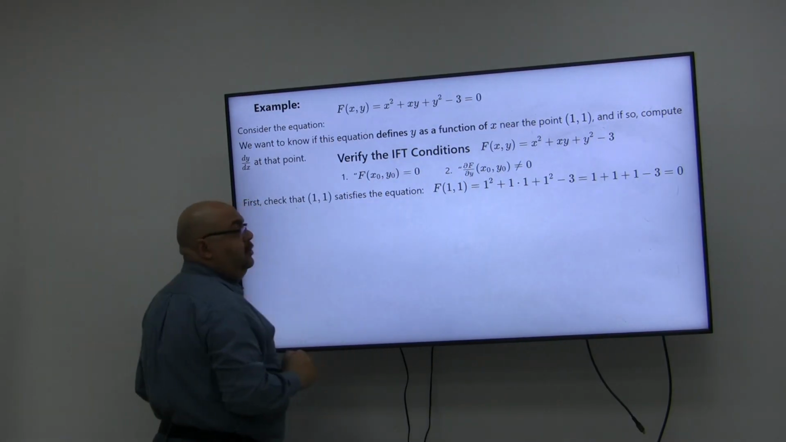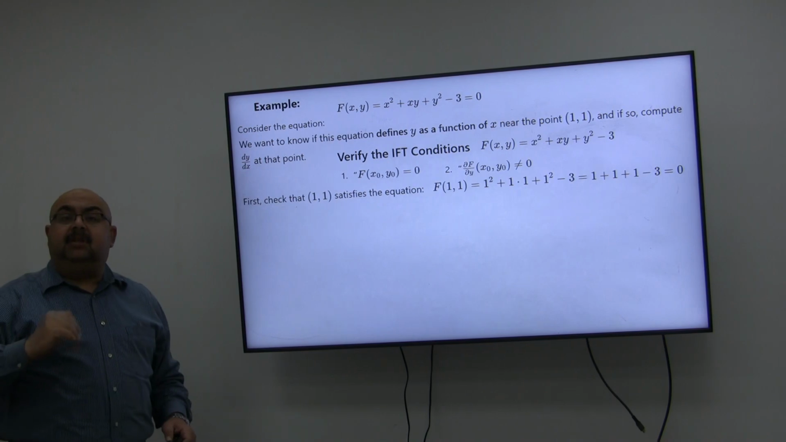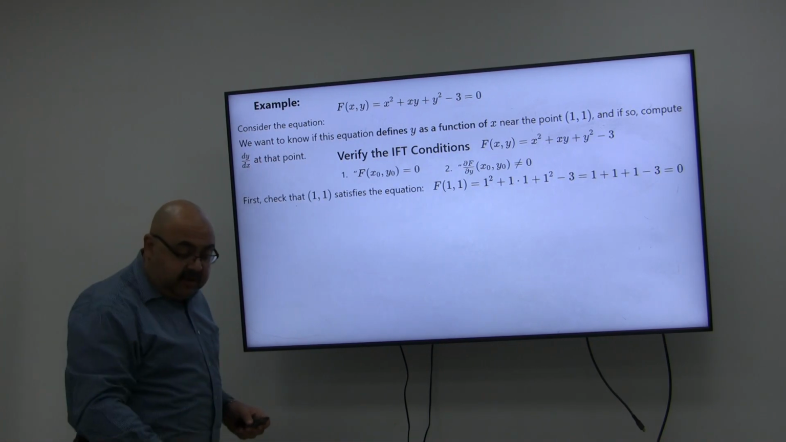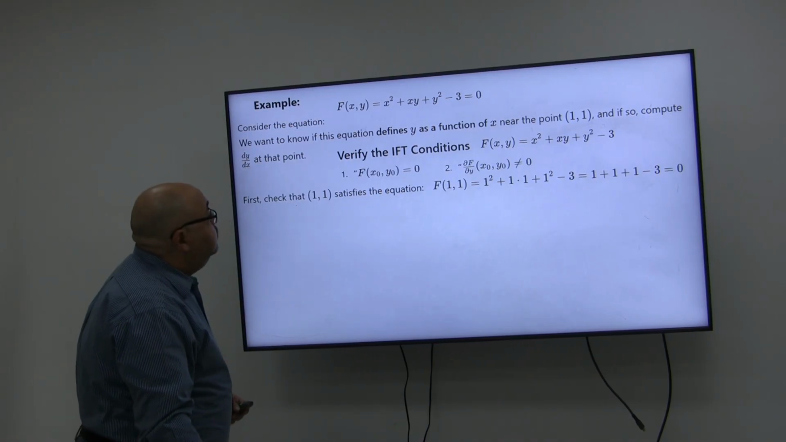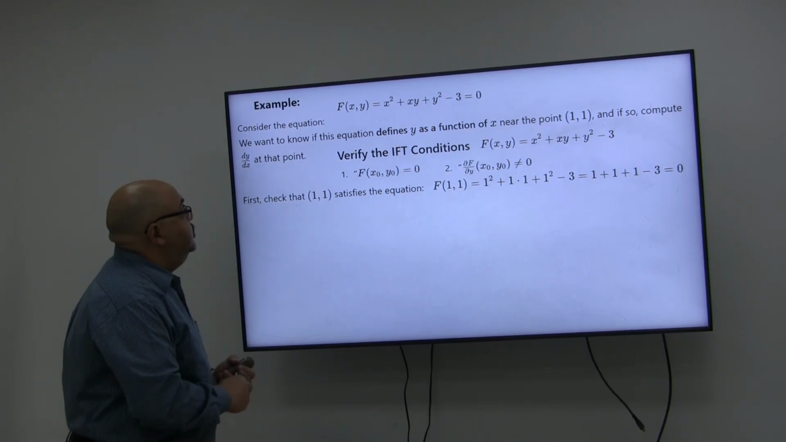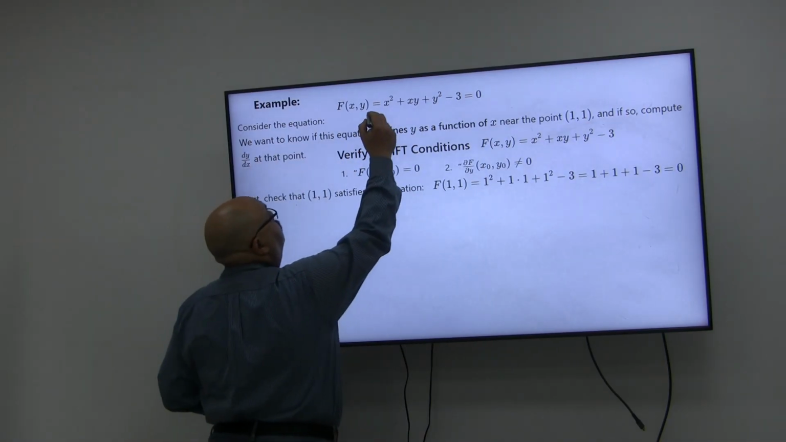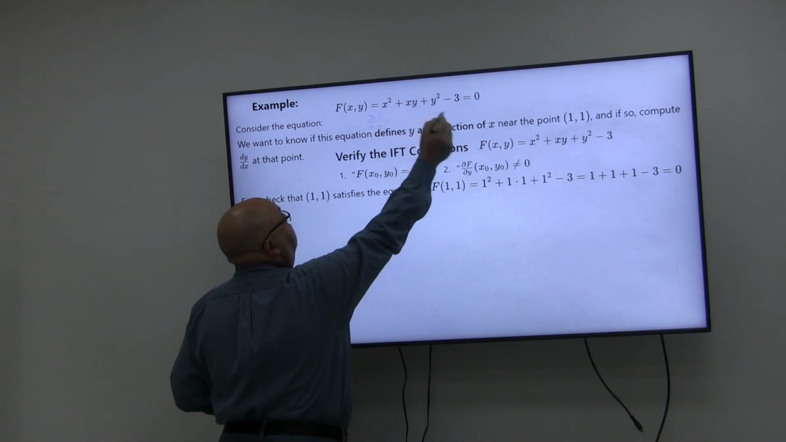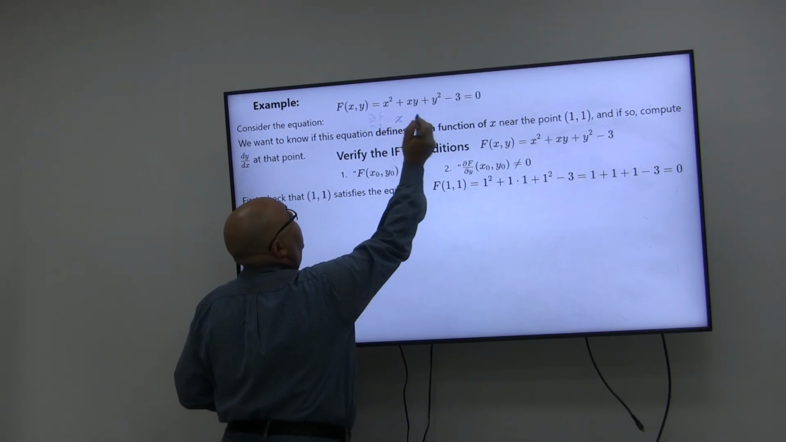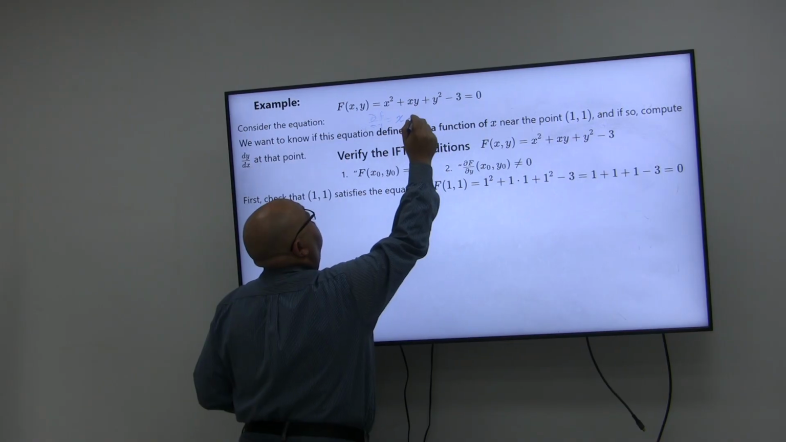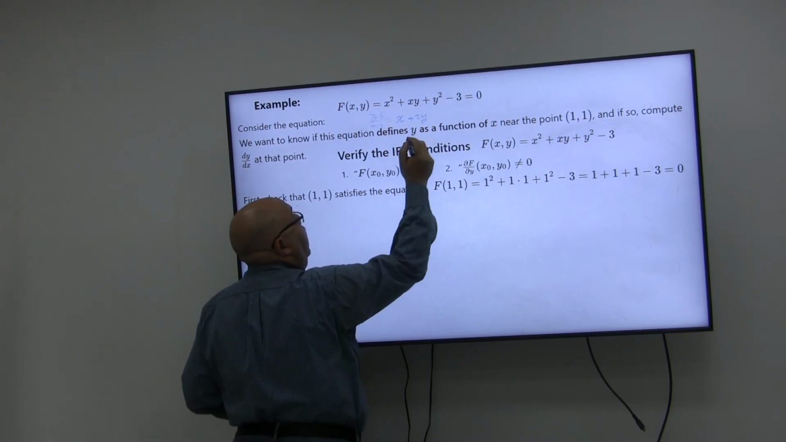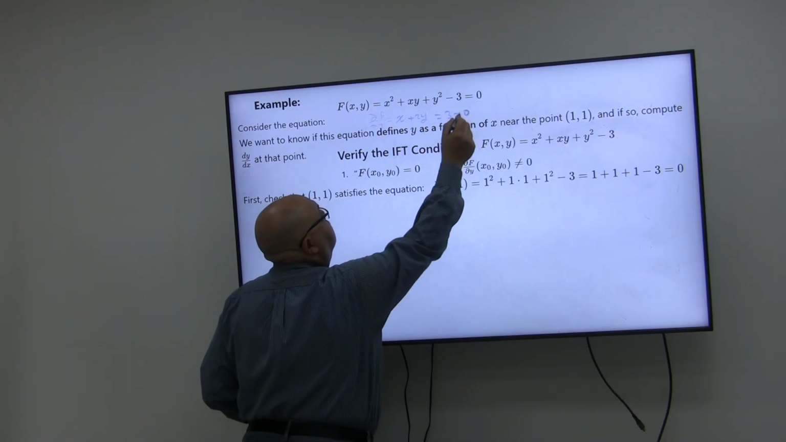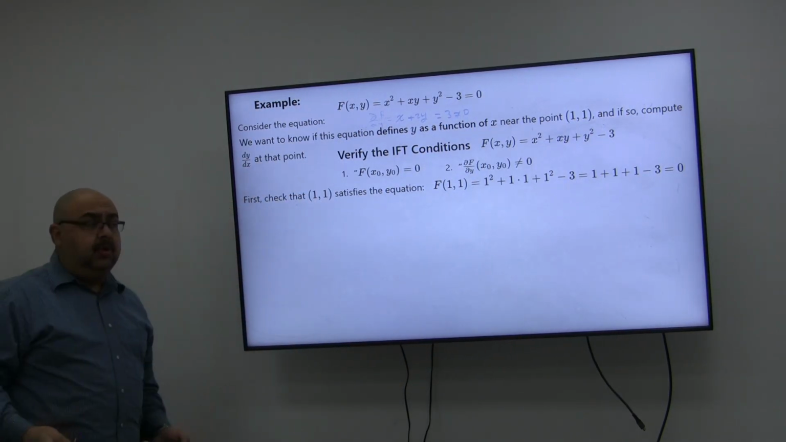I will go to the second condition, which means I will get the partial derivative of f with respect to y. That is really very simple. If I want to get partial f, partial y, differentiating with respect to y, it's going to be x, then differentiating the last term with respect to y, it's going to be 2y. At the point (1, 1), it's going to equal 3, which means it doesn't equal 0, and so I can apply it.